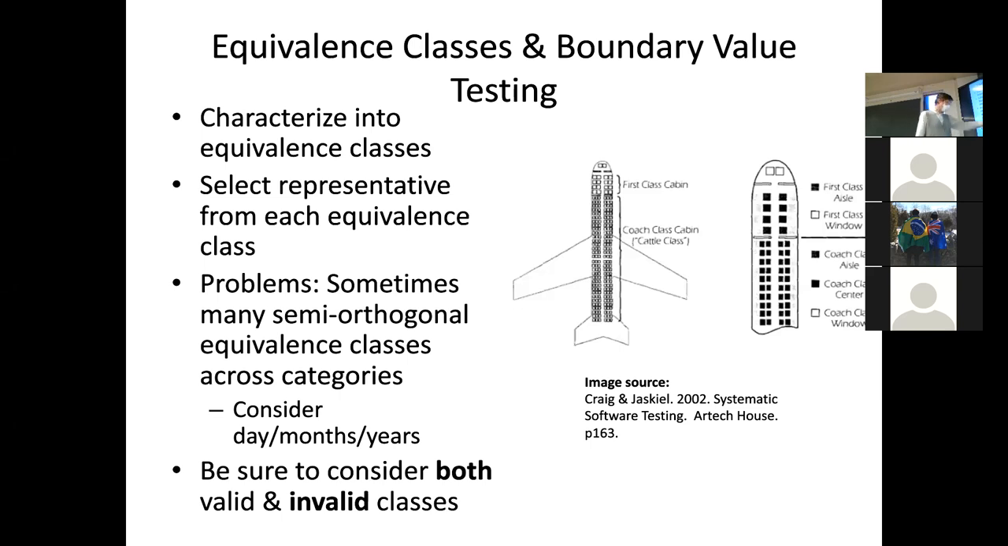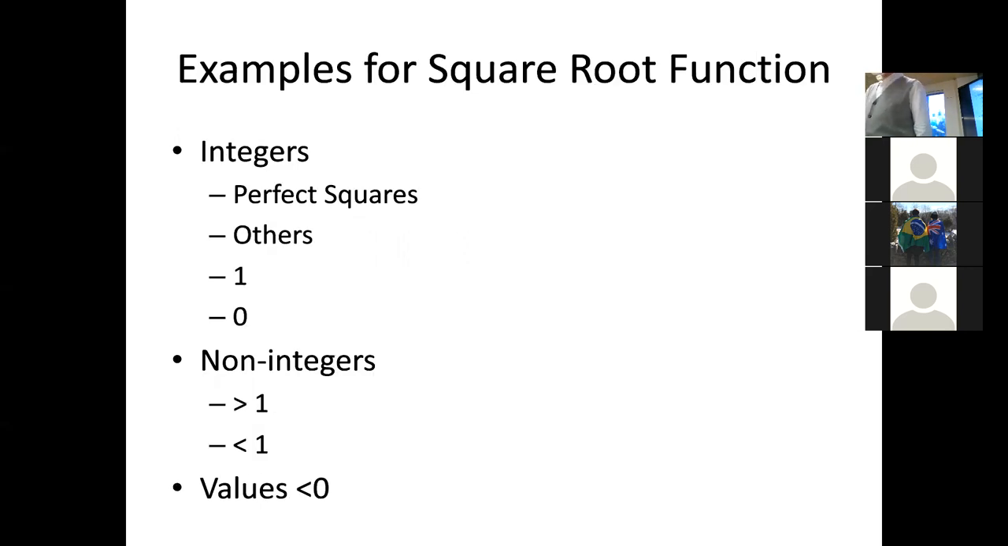You want to consider here both valid and invalid cases. Like, a first class seat where you're trying to say, I want the middle seat, does it allow that, et cetera, right?